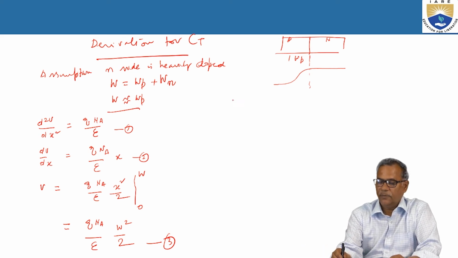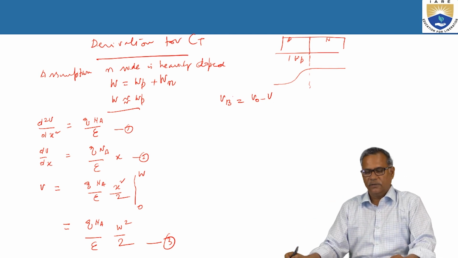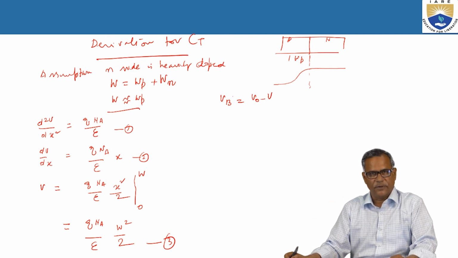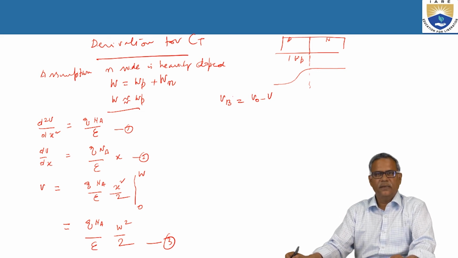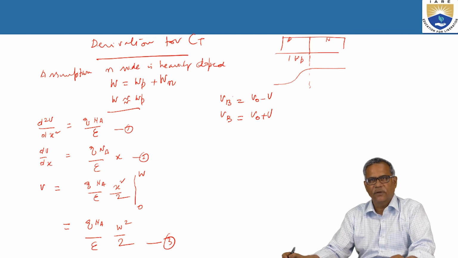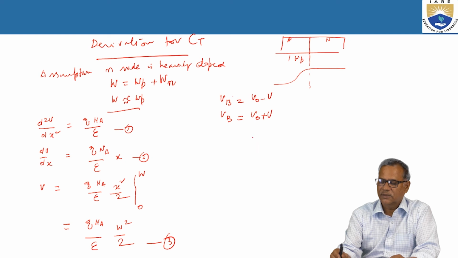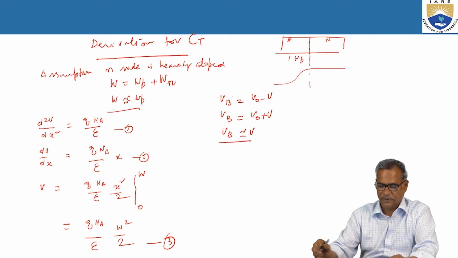So the barrier potential, we can say that VB is equal to V0 minus V, where V is a voltage which is applied externally, and V0 is the contact potential. Now in this case, as we have applied a reverse voltage, we say that VB is equal to V0 plus V, because for reverse voltage V is negative. So VB is equal to V0 plus V, and contact potential is very small. So essentially VB is equal to V approximately.